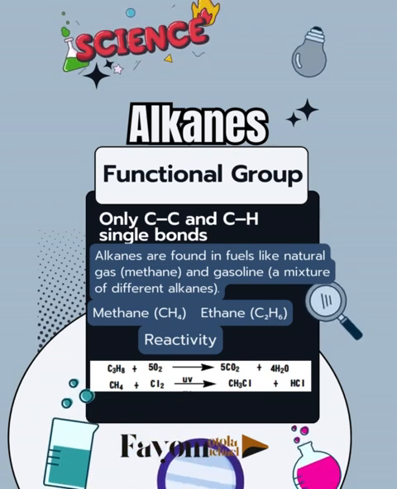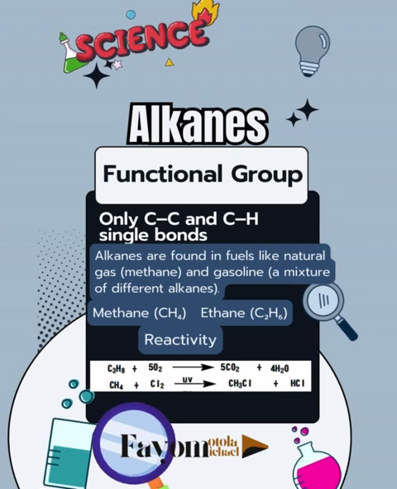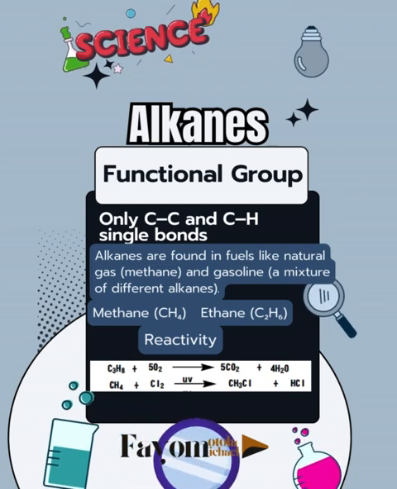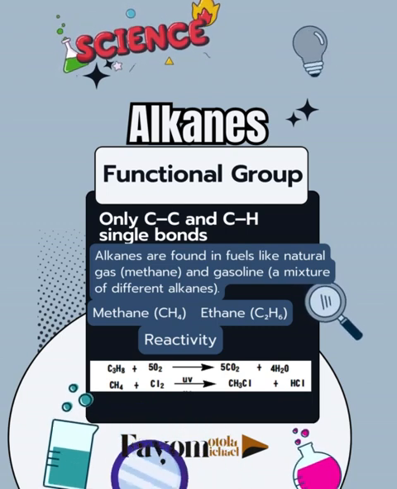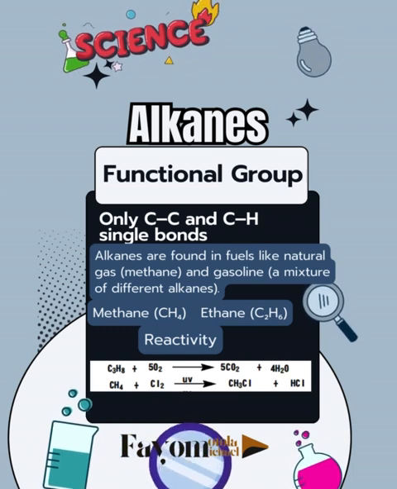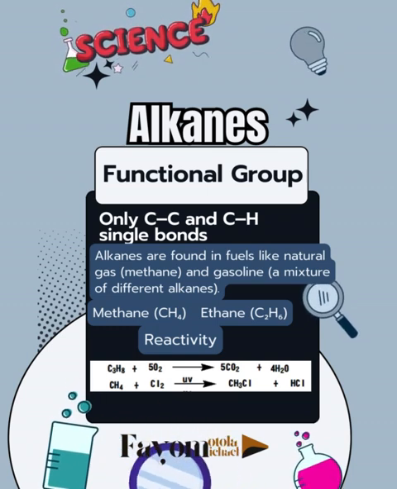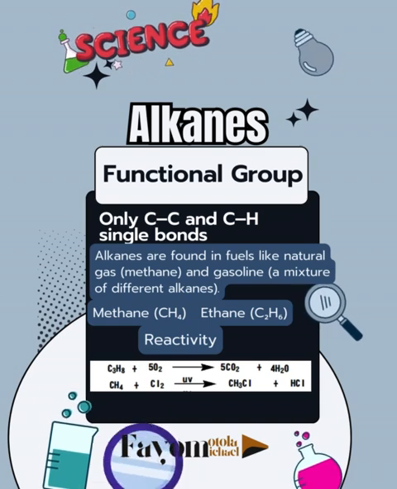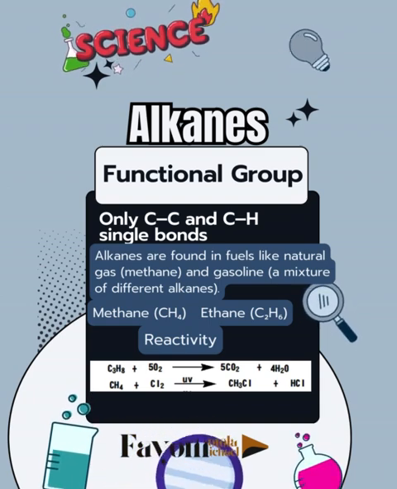Alkanes are relatively inert compared to other organic compounds, but they undergo some reactions like combustion. For example, propane undergoes combustion to give carbon dioxide and water. They also undergo halogenation to give haloalkanes.